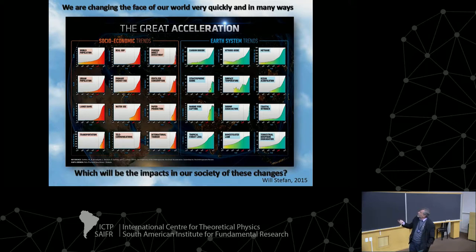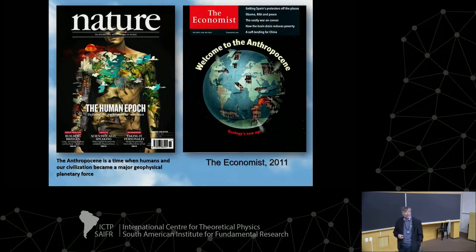These socioeconomic trends put a lot of pressure on the Earth system trends, from temperature, to marine fish capture, shrimp, aquaculture, and many, many other pressures on the Earth system, many of them also increasing exponentially. So for a finite planet, we have to study what the impact of these changes will be on our societies. This has been well recognized scientifically, of course, for quite some time already.